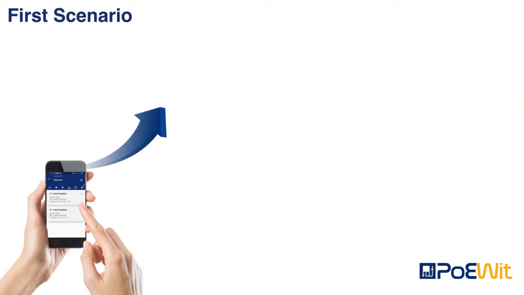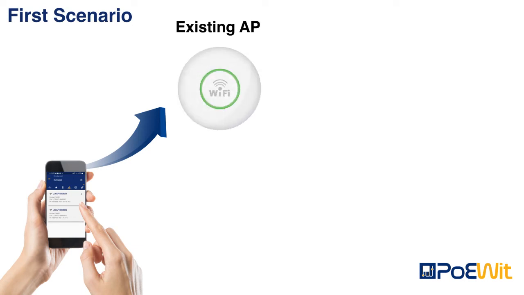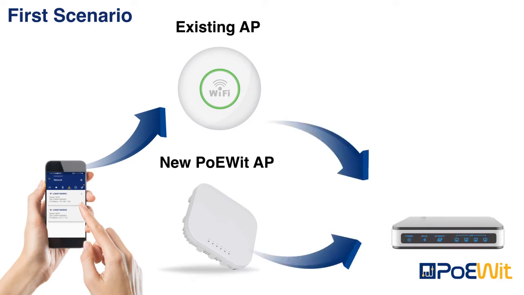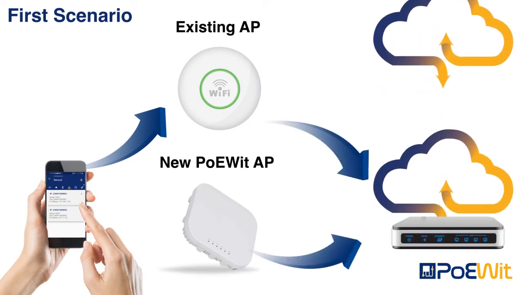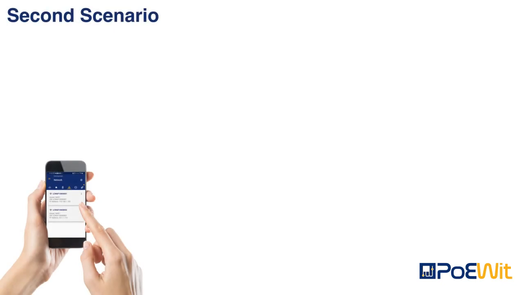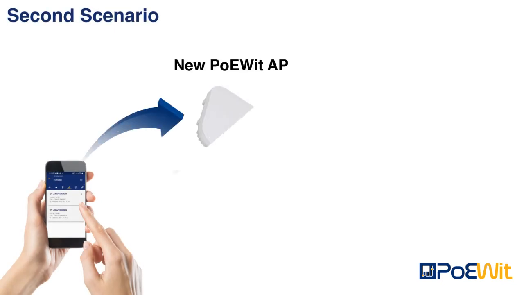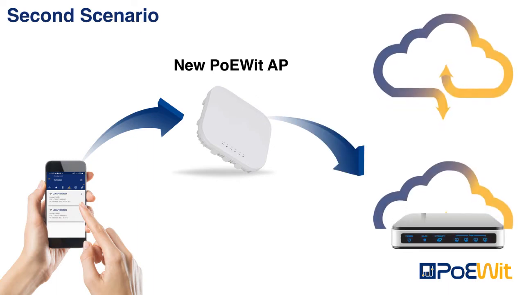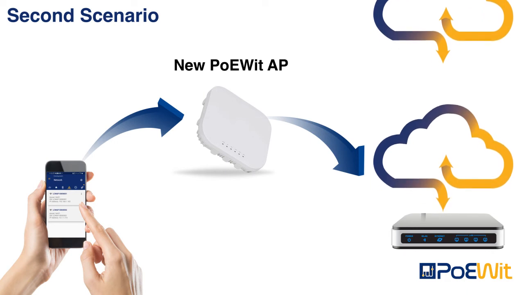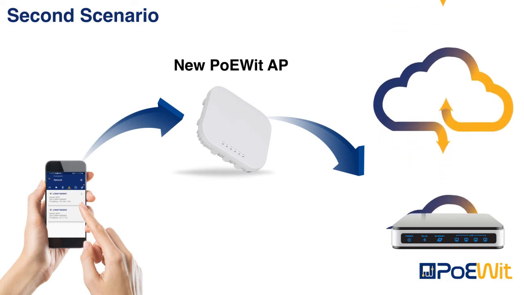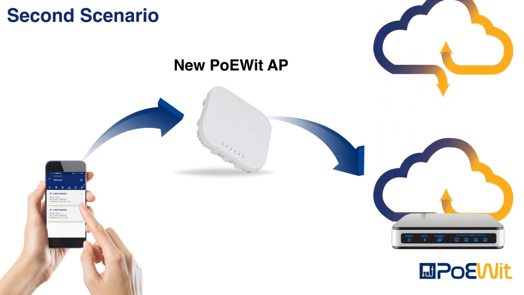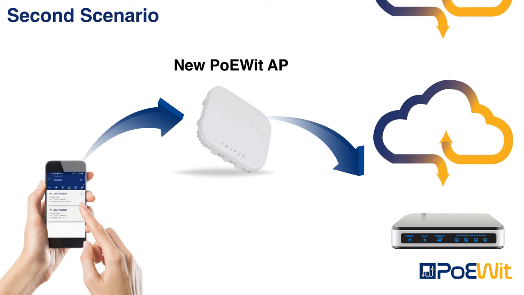When installing access points, there are two main scenarios you will encounter. The first scenario, as depicted in this diagram, is that you already have an existing wireless network that's operational and you're just adding and configuring new access points to that network. In the second scenario, you don't have any wireless networks established and you're setting up a wireless access point for the first time. Connecting and configuring through the PoEWit's app is the same in both scenarios. The main difference in the two solutions is the access point you connect your mobile phone to.